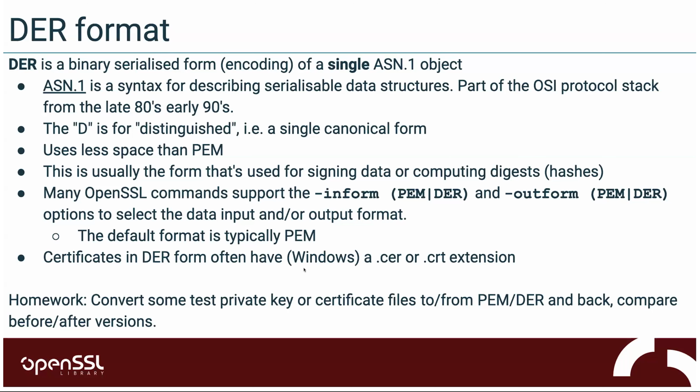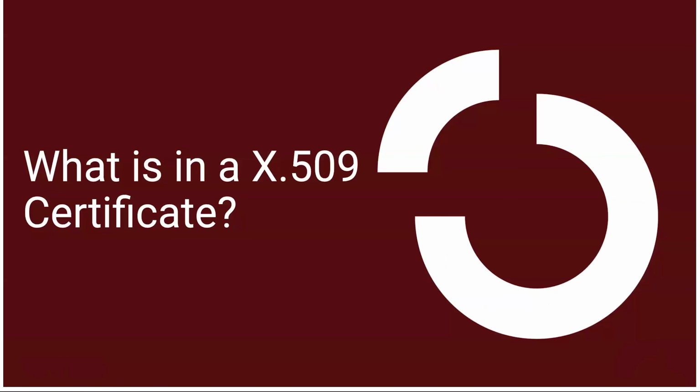In DER form, you'll often see in Windows .cer or .crt when it's a certificate. There are various other objects that are in DER form, and they tend to have separate file extensions in Windows, sometimes .p12, sometimes various others. Homework, play with converting things to and from DER formats. We'll see how that's done in a moment.